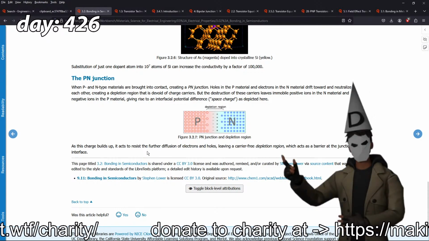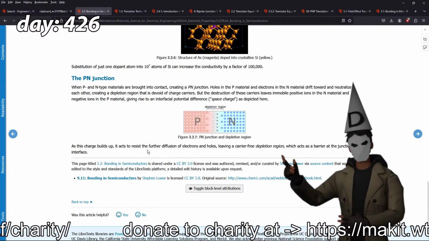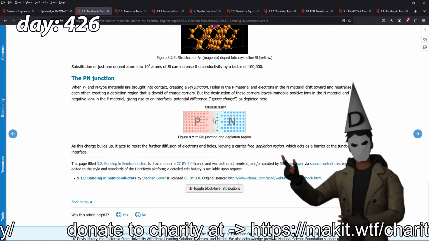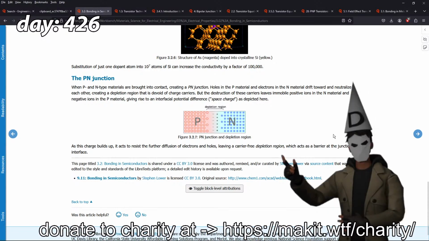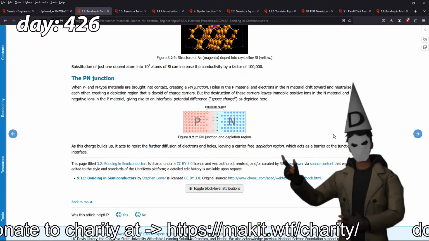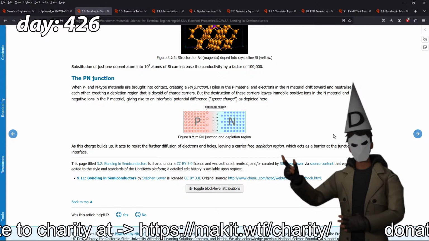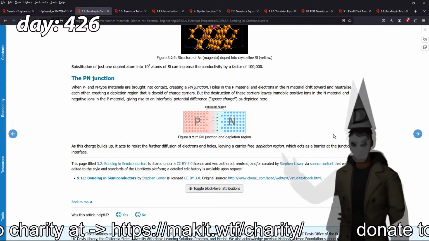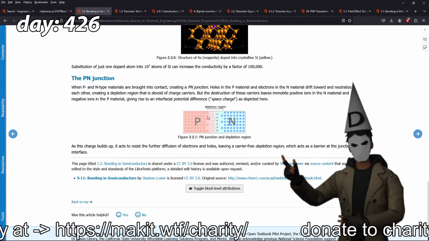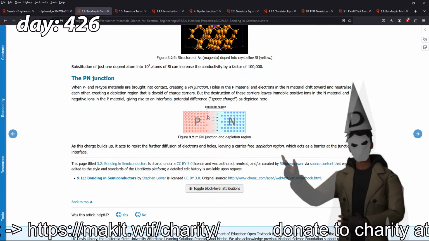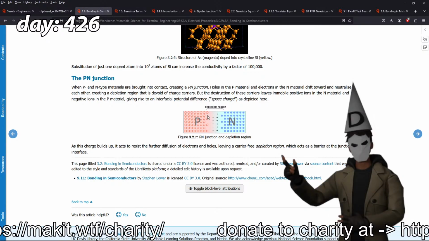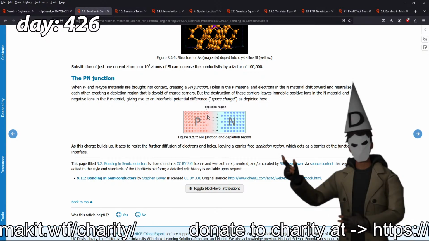It acts to resist the further diffusion of holes, creating a carrier-free depleted region, which acts as a barrier at the junction. So this will be the barrier. So the P would be in the junction. P is negative and N is positive. If I'm understanding this correctly, if you bring positive charge to the negative P, then this will destroy the barrier and then the current will flow.